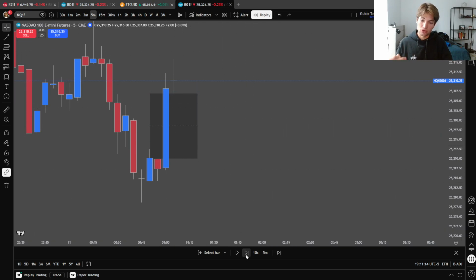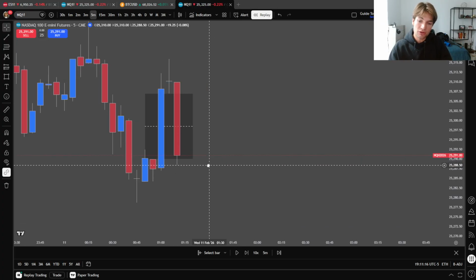What happens though? Look at this next candle. We completely run through it and we close under it. Remember, the close is really important, where we close. It's like saying, okay, I'm going to give you guys 5 minutes to make up your mind on whether you want to buy at this range or not.